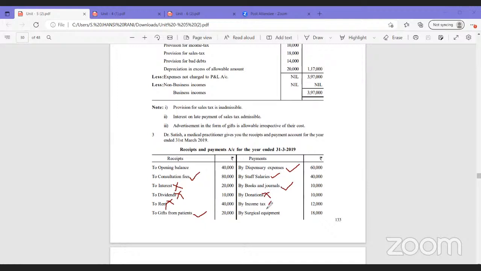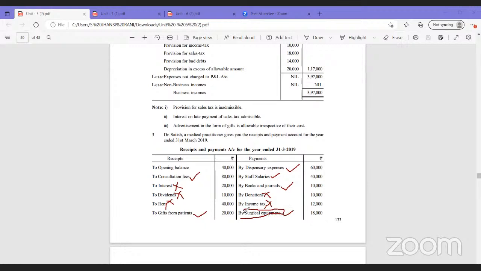Next, income tax. His work is not paying income tax. His work is a doctor, so it is also not an expenditure. Next, we have surgical equipment. Yes, this is a professional payment. But why are we calling it equipment?